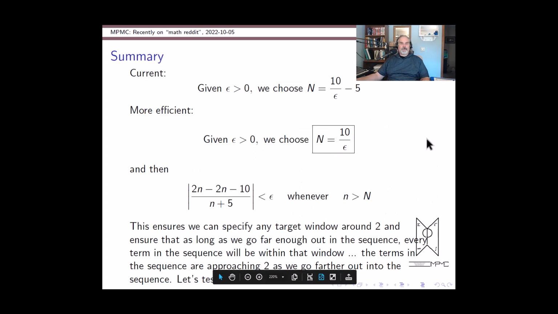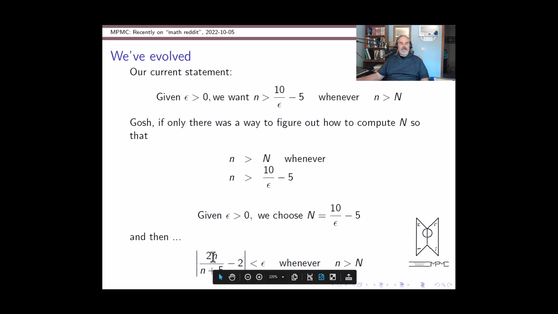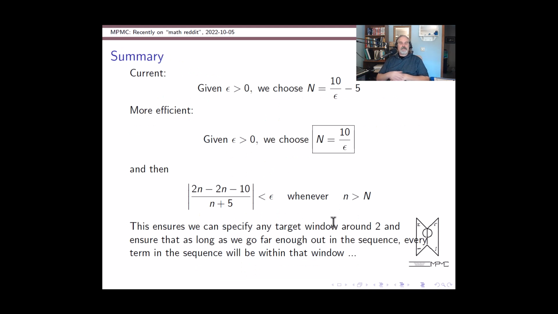And so the end of the video, as I just click back to this slide, right? Given epsilon, we choose n to be 10 over epsilon, and then this right here, let me go back a little bit more. Sorry. There we go. 2n over n plus 5 minus 2, the absolute value of that, that's the distance between the sequence recipe 2n over n plus 5 and 2. That will be less than the challenge value of epsilon whenever we're picking input values for our variable n beyond this calculated threshold value of 10 over epsilon.